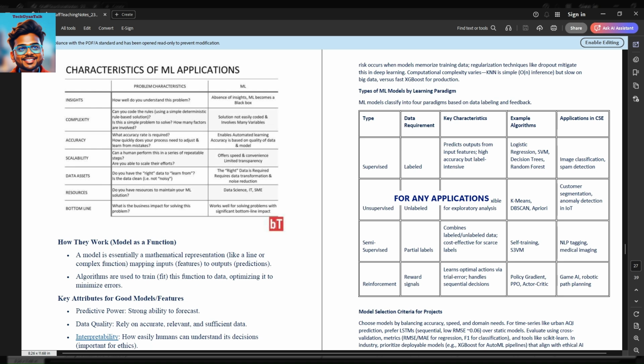Semi-supervised: partial labels, combines labeled and unlabeled data, cost-effective for scarce labels; self-training, S3VM; applications are NLP tagging and medical imaging. Reinforcement: reward signals, learns optimal actions via trial and error, handles sequential decisions; policy gradient or PPO, actor-critic; applications are game AI and robotic path planning. These are the types of models by learning paradigms.